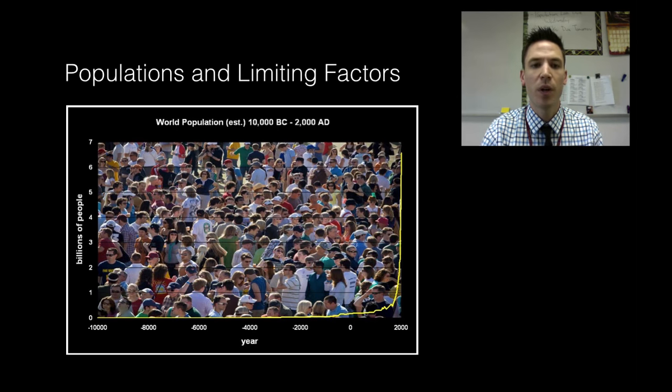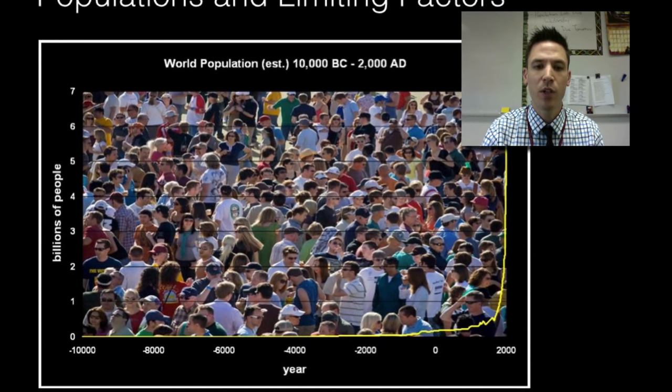To start this off, I wanted to take a quick look at human population, since we after all are humans and it's always interesting to take a look at ourselves. Here's a graph showing population growth over the last 12,000 years. One thing I want you to notice is that from about 10,000 BC up until only about 2,000 years ago, our population remained pretty constant. It wasn't really increasing that fast.